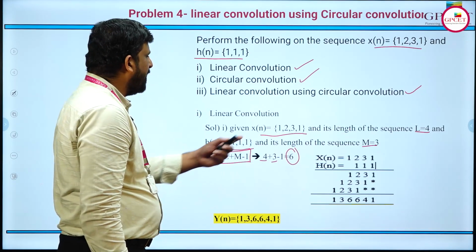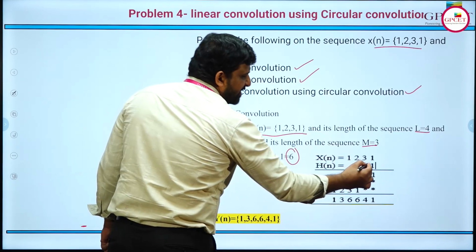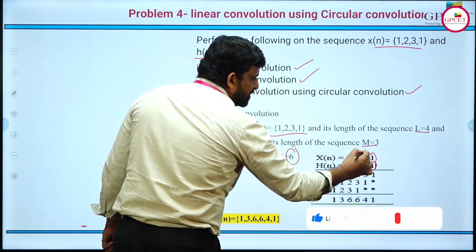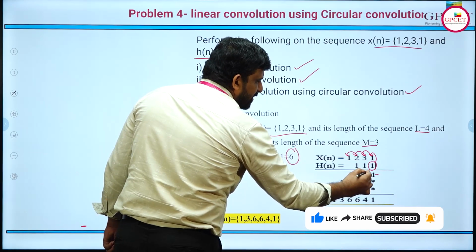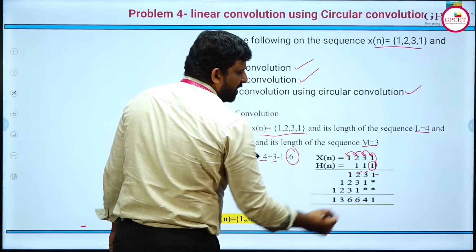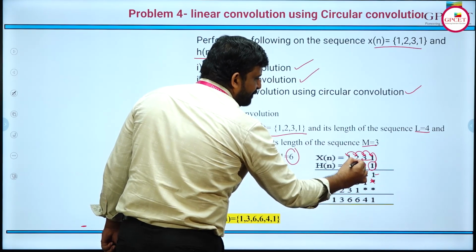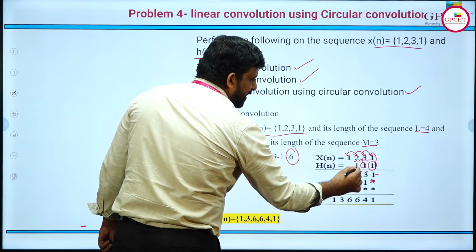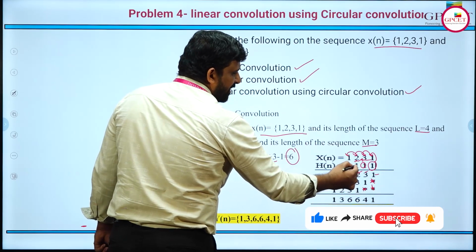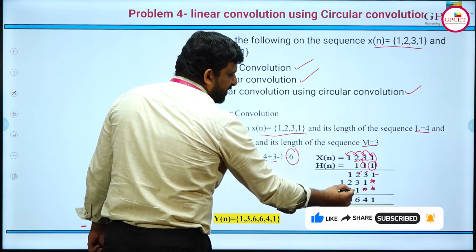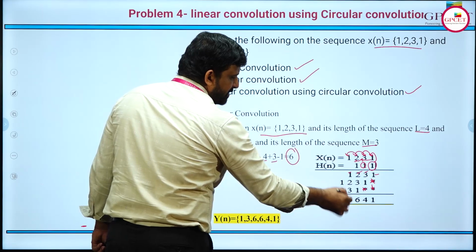So now here, how do we find the value? Just multiply x of n with h of n. First, 1 is multiplied with all the terms. So 1 1s are 1, 1 3s are 3, 1 2s are 2, 1 1s are 1. Fine. Now you need to leave this step, and with the second one you multiply all the terms: 1 1s are 1, 1 3s are 3, 1 2s are 2, 1 1s are 1. And the last, you need to remove these two spaces and multiply h of n with this x of n. We get 1 1s are 1, 3, 2, 1. So after doing this, just add the terms: 1, 3, 6, 6, 4, 1.